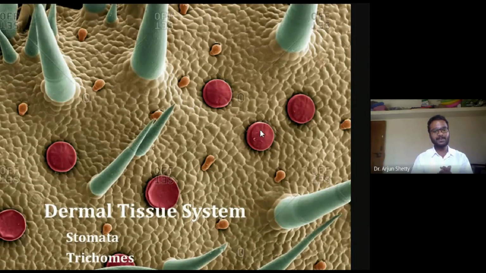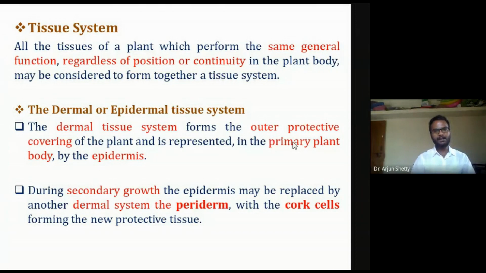So in today's class we'll study the two important parts or tissue systems which are exclusively found only in the epidermis, not in other places. You might agree with me that the stomata and the trichomes are the two components which we can see only in the epidermal region, not anywhere else, right? So today we'll talk about the tissue system, in that, exclusively about the dermal tissue system.